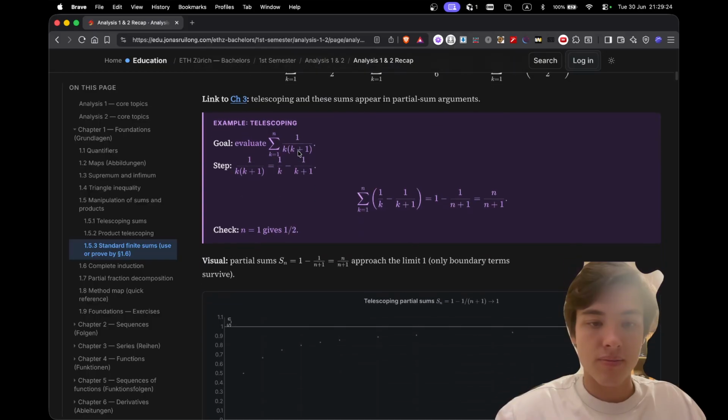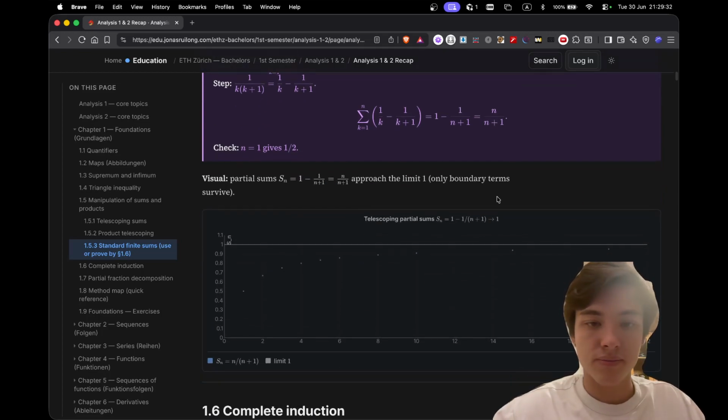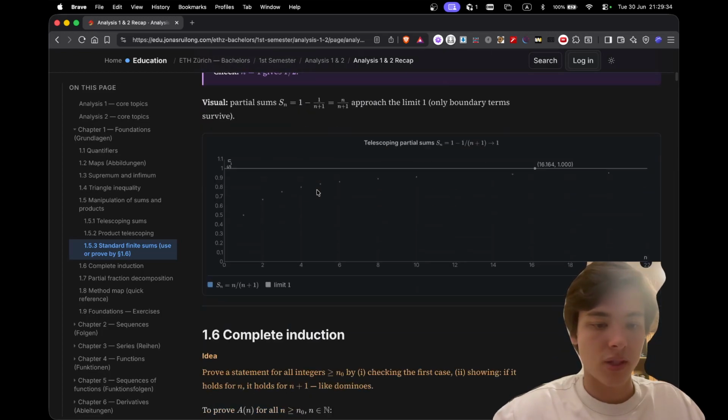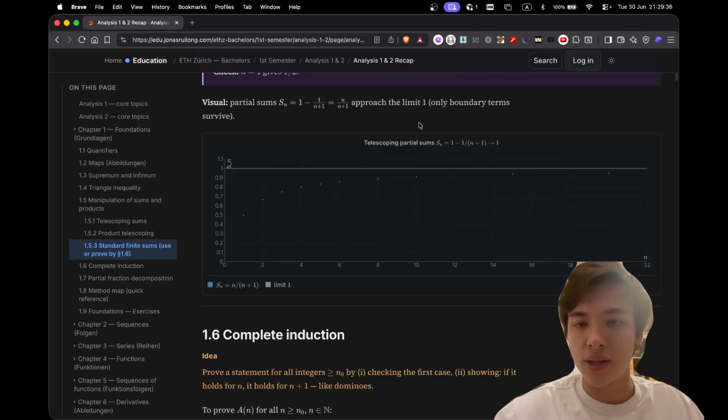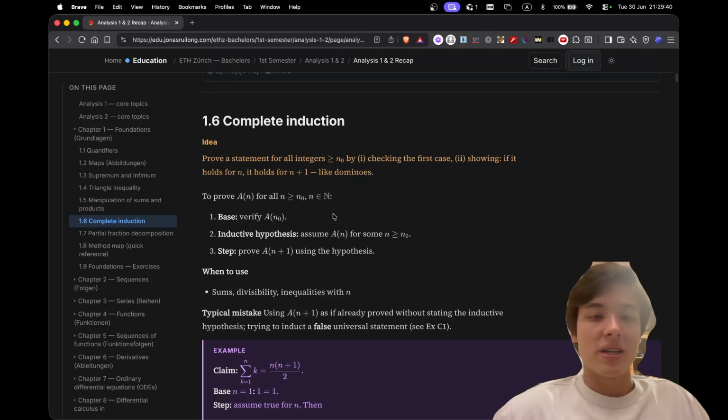So I guess here we see that this approaches 1. Why is this even in here? It shouldn't be. Whatever. Somehow it got messed up.